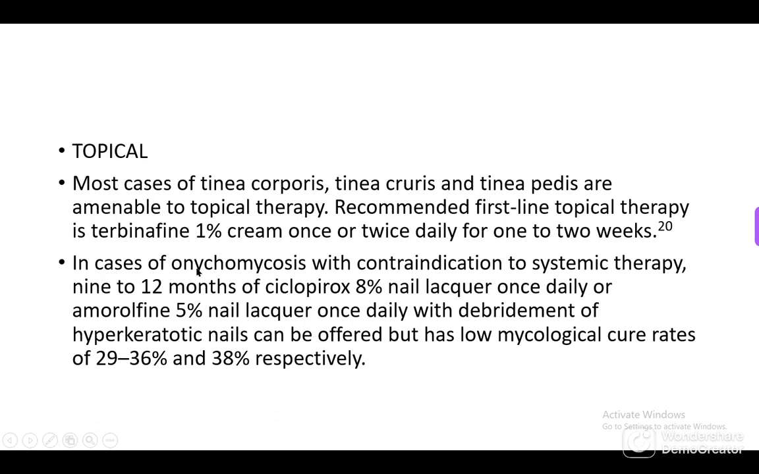In cases of onychomycosis with contraindications to systemic therapy, 9 to 12 months of ciclopirox 8% nail lacquer once daily can be used. It is not easily available. Amorolfine 5% nail lacquer once daily, along with debridement of the hyperkeratotic nails, can be offered, but they have low mycological cure rates of 29 to 36% and 38% respectively.